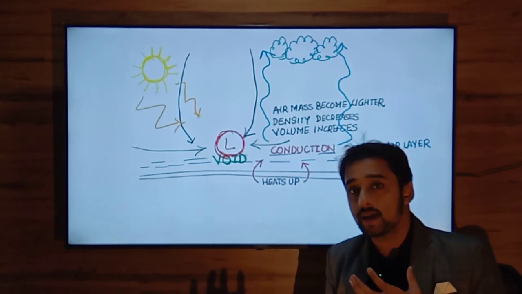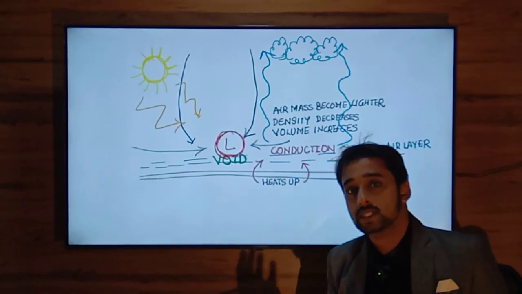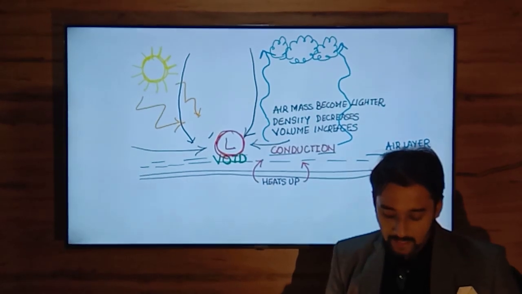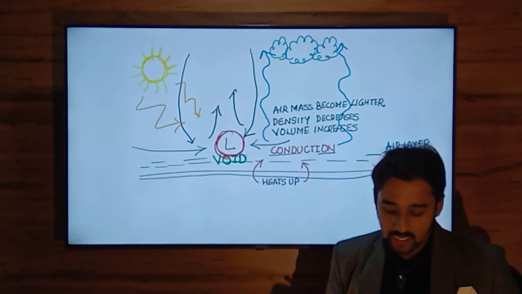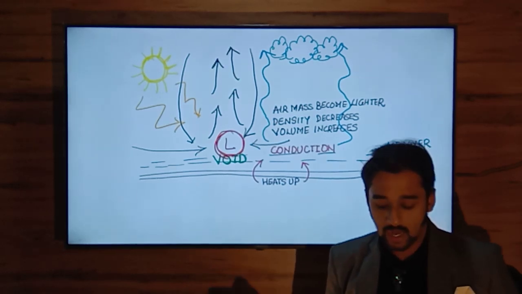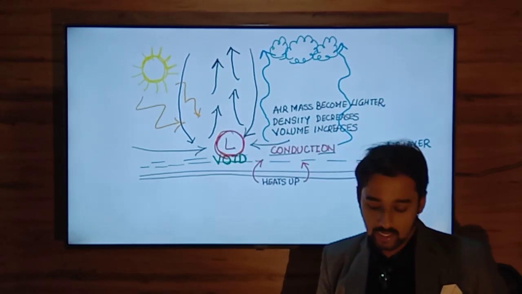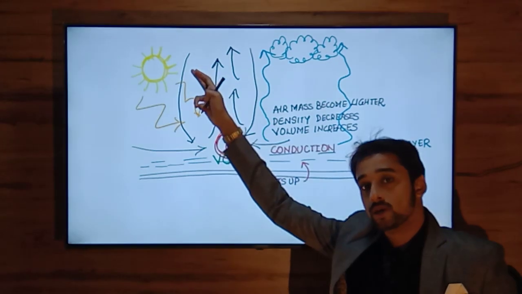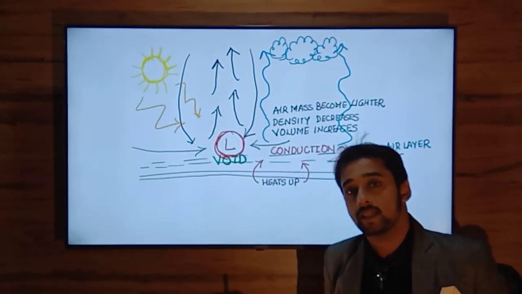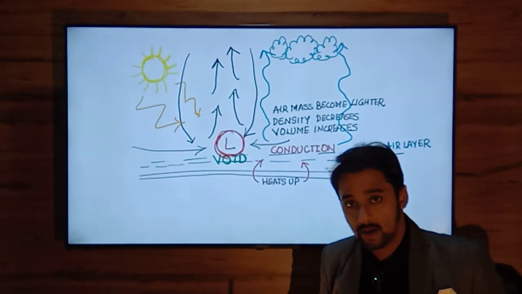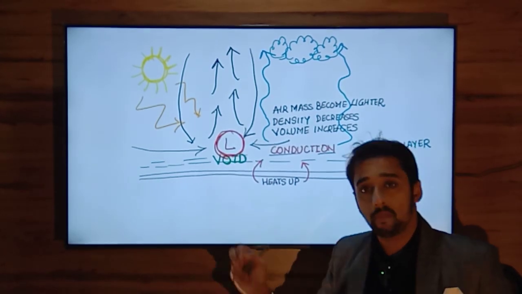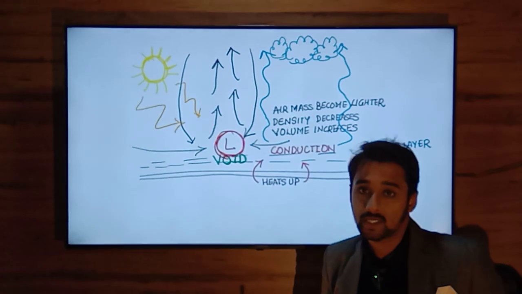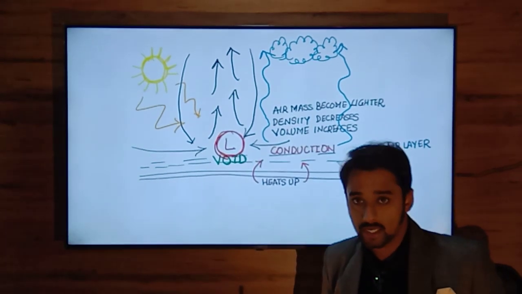As a result, this airflow will, just like the earlier airflow, experience an increase in volume and a decrease in density, and it will follow the same procedure: it will rise in the atmosphere. So this cycle continues. The airflow goes up in the atmosphere, and to replace it, there will be airflow from surrounding areas with respect to that low pressure region. So this is how the low pressure is created, and the process that follows after the low pressure creation.